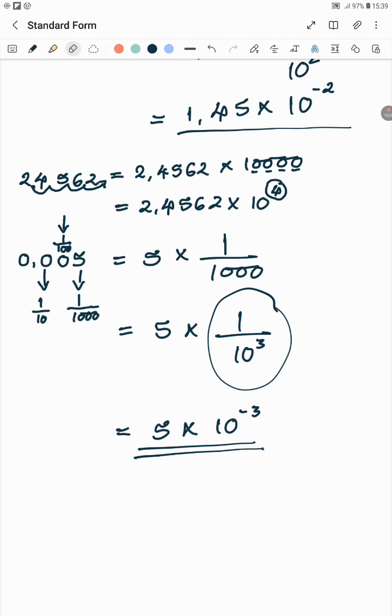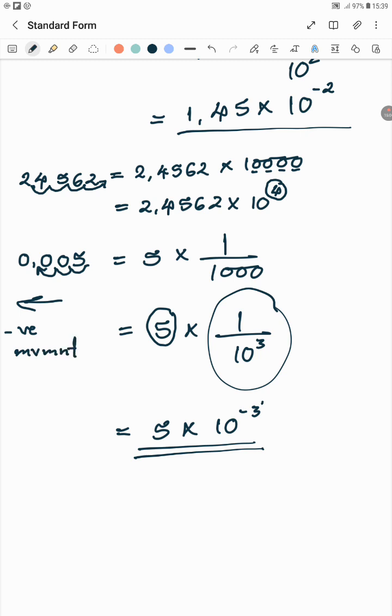And if we were to prove it, we come back to the original number, which is 0,005. Now this is the place that we have put our comma, right? Because now we have got a whole number, which is 5, which means our comma is right after that whole number. And to move back to our original position, we are moving 1, 2, 3 places to the left, which is a negative movement, and which is represented by this negative 3.